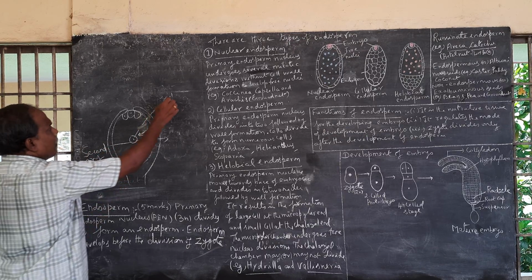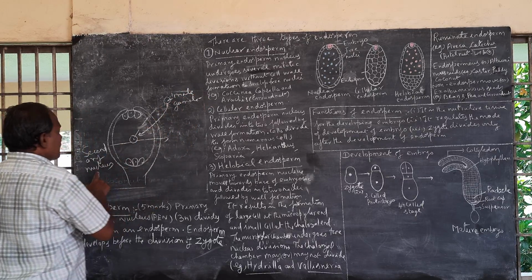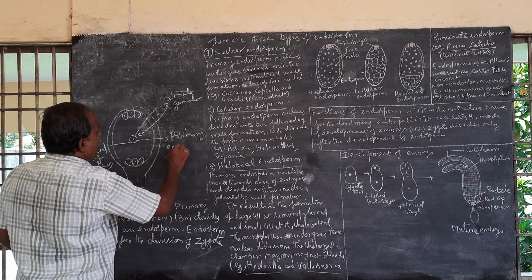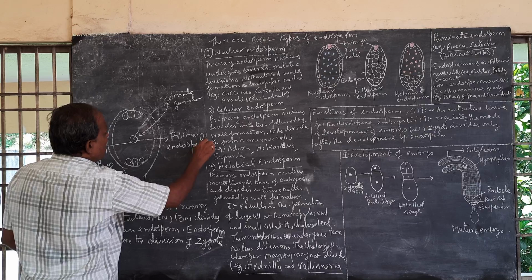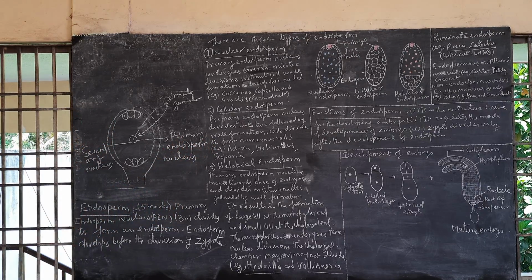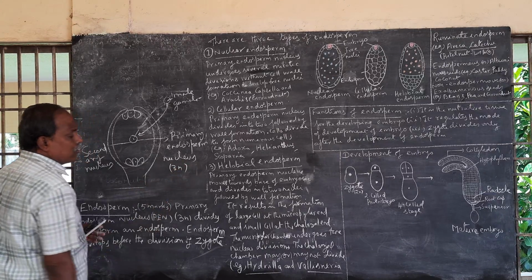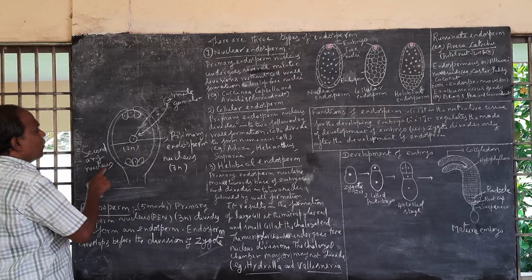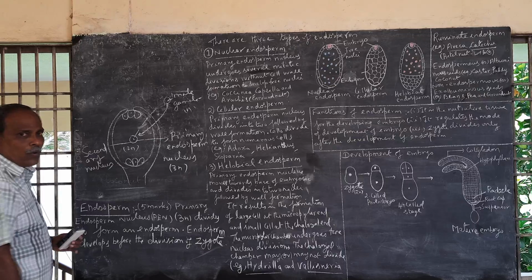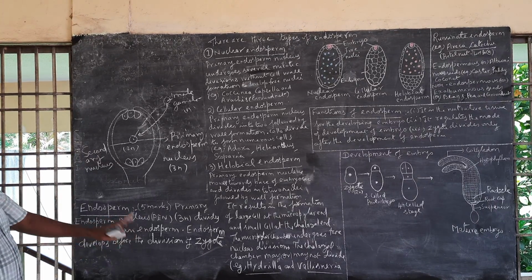Secondary nucleus, then male gamete, the second male gamete fertilizes the secondary nucleus to form the primary endosperm nucleus. So the primary endosperm nucleus gives rise to endosperm. Normally endosperm is a triploid one. Why triploid? Secondary nucleus is diploid, male gamete is haploid, haploid plus diploid, you get triploid. So the primary endosperm nucleus divides to form the endosperm.